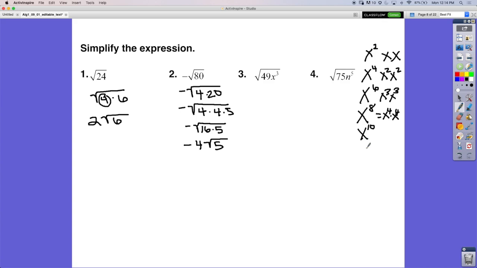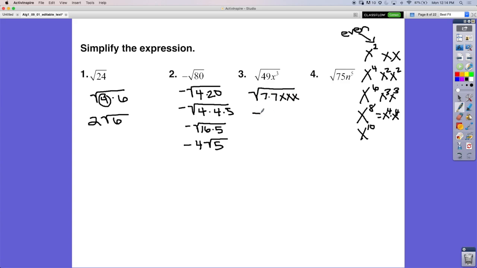So what's the pattern? When the exponent is even. So what you're doing is you're looking for groups of 2. All right, let's just break this up. I'm going to write the whole thing out so that you can see it. This is really 7 times 7. Do you see that pair there? Okay, so this is really x times x times x. Is there a pair that I could take out? Yes.